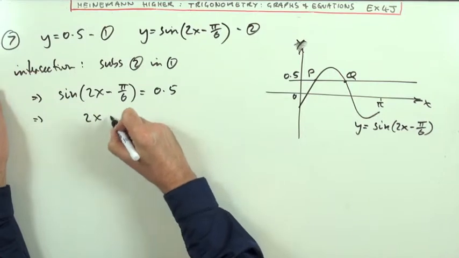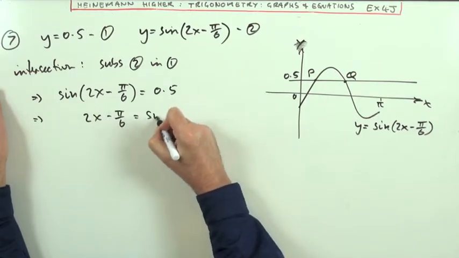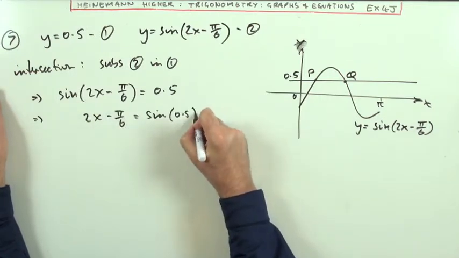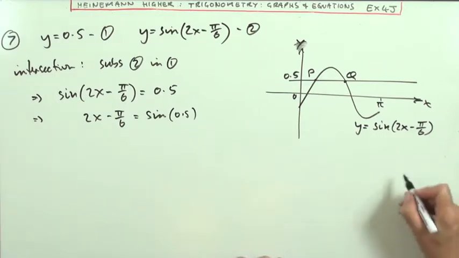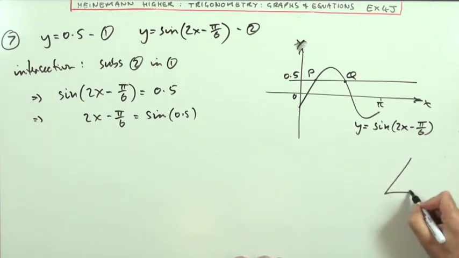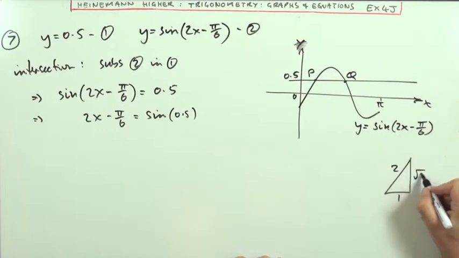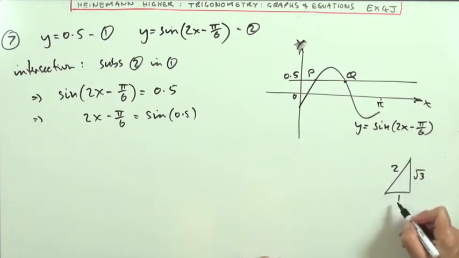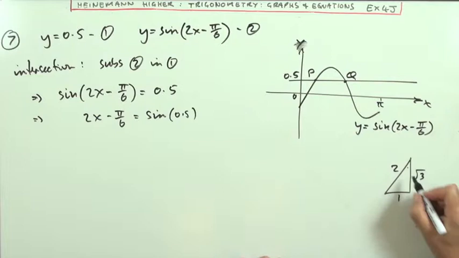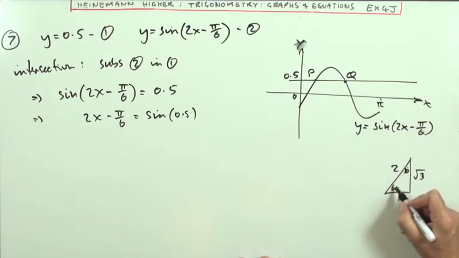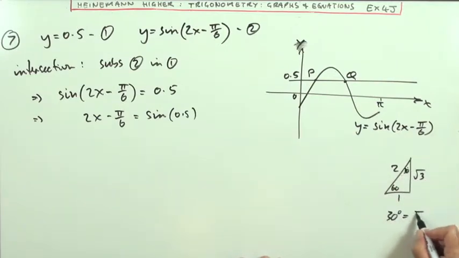So the first step is going to be, get rid of the sine. So I've got inverse sine of 0.5, which you recognise as a half. Now a half would come from this triangle, 1, 2, root 3. The half, if it's the sine, would be opposite this angle. That would be the 30 degrees. And of course the 30 degrees is the pi upon 6.